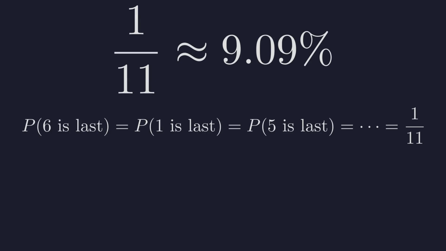Despite our intuition, distance is an illusion. The perfect symmetry of the circle gives every number an equal chance. Mind blown.